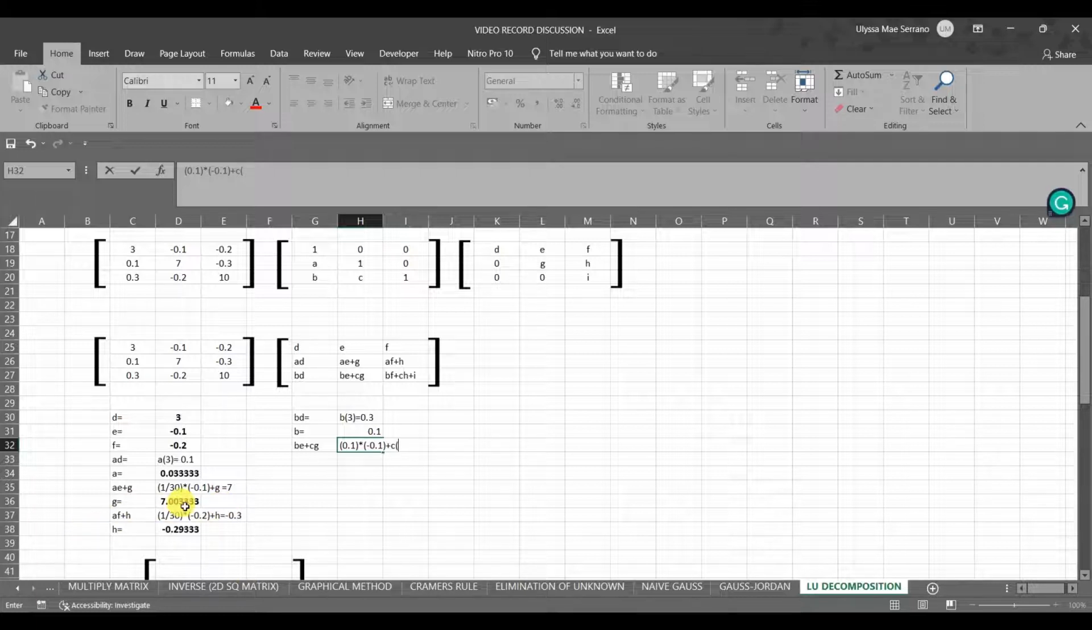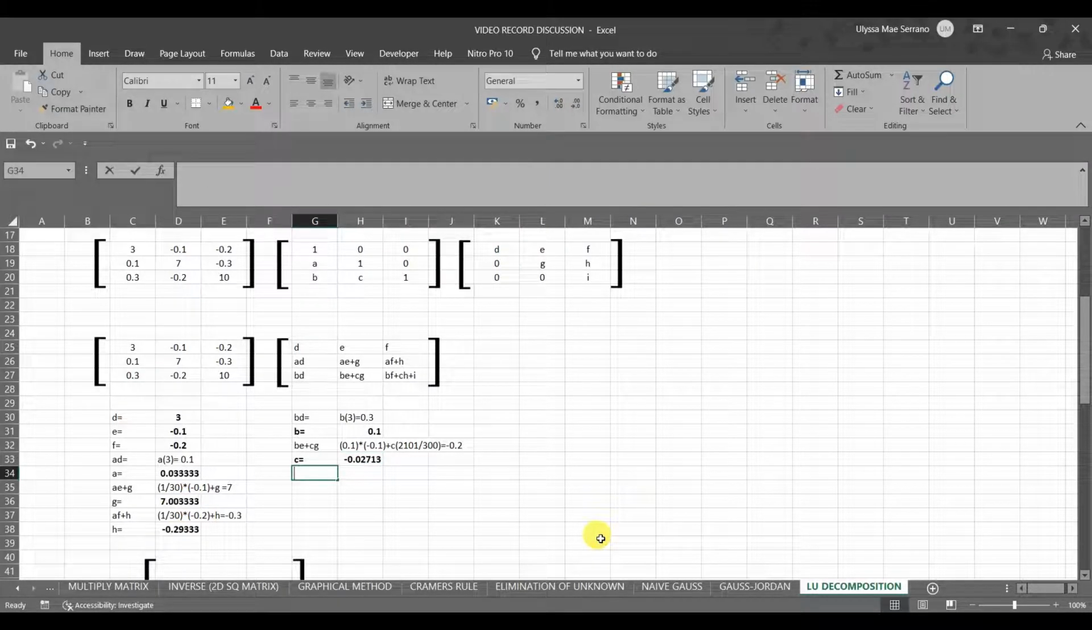So the value of G in fractional form is 2101 divided by 300. And we know that BE plus CG is equal to negative 0.2. So we will be able to find the value of C. The value of C is equal to negative 0.2 minus, let's put it in parentheses, the value of B multiplied by the value of E, divided by the value of G. So this will be the value of C.